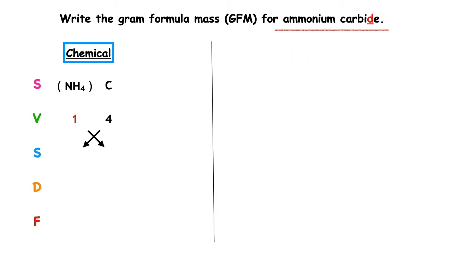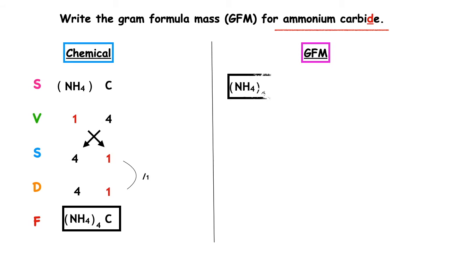We swap the numbers over. The highest number both can be divided by to keep it a whole number is 1. So the chemical formula is bracket NH4, close bracket, 4, C, and we've only got one of those, so we don't write ones. We need to remember to keep a bracket around it.